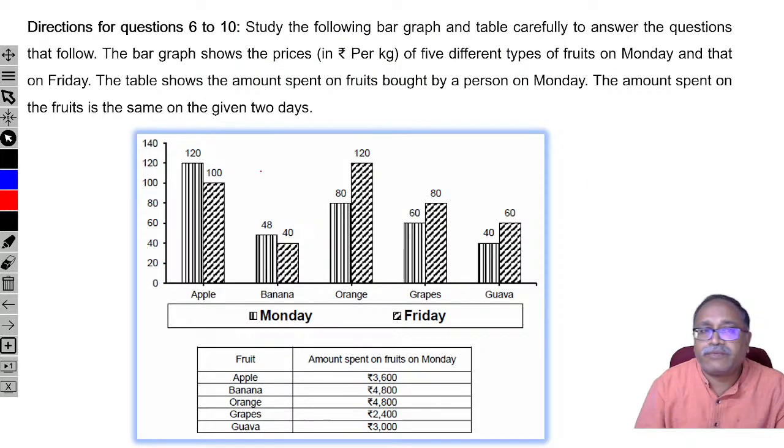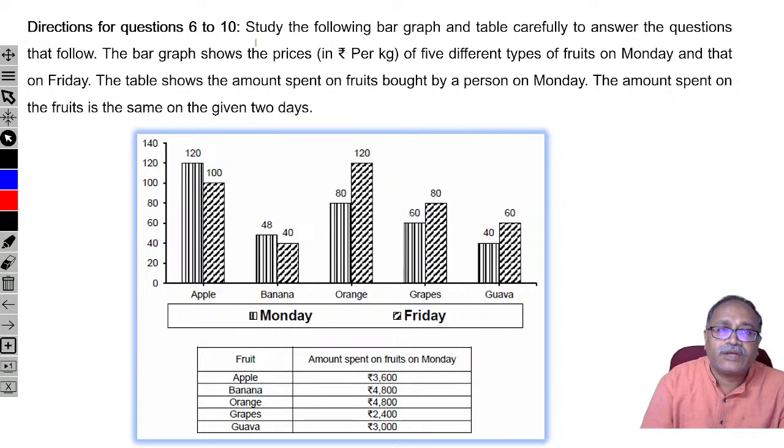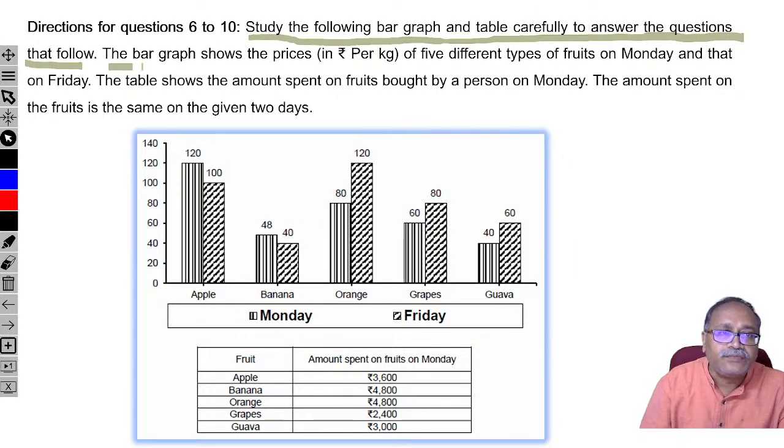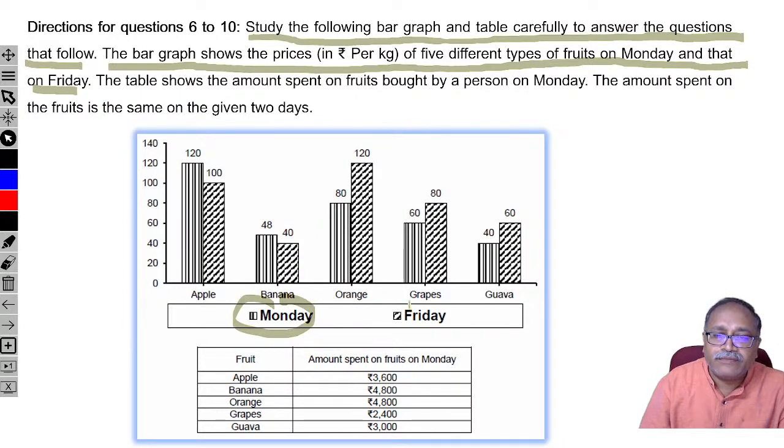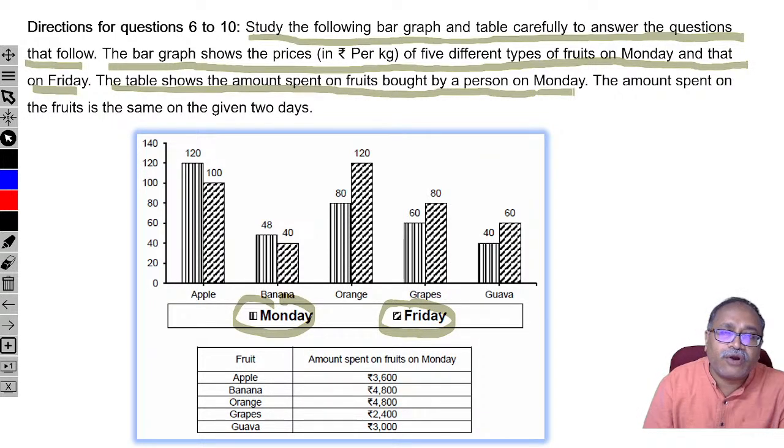Next question. Here it is, data interpretation. Keep the patience and read it coolly. Study the following bar graph and table carefully to answer the question that follows. The bar graph shows the price in rupee per kg of 5 different types of fruits on Monday and that on Friday. Okay, so there are 2 days, Monday and Friday. The table shows the amount spent on fruits by a person on Monday.